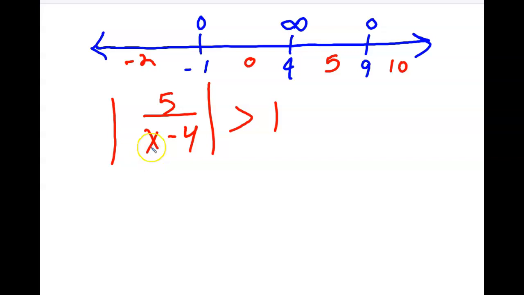If I put negative 2 in here, I get 5 over negative 2 minus 4, which is negative 6. The absolute value is 5 sixths, and 5 sixths is not greater than 1, so that does not work. If I put a 0 in for x, I get 5 over negative 4. The absolute value is 5/4. That is greater than 1. If I put a 5 in for x, I get 5 over 1, which is 5. That's greater than 1. And if I put a 10 in for x, I get 5 over 6, which is not greater than 1. So I only have 2 intervals that make this inequality true.